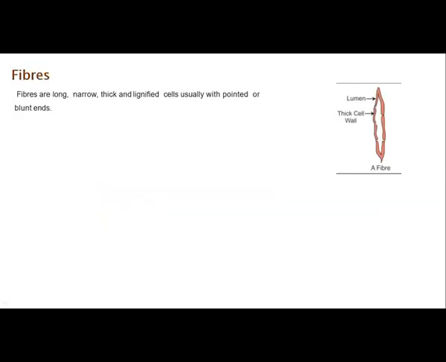So let us first discuss sclerenchyma fiber. Now these are very much elongated cells. As you can see, these are elongated cells with tapering and pointed ends. The wall is made up of lignin. And remember one thing, that these fibers are one of the longest cells in the plant body.